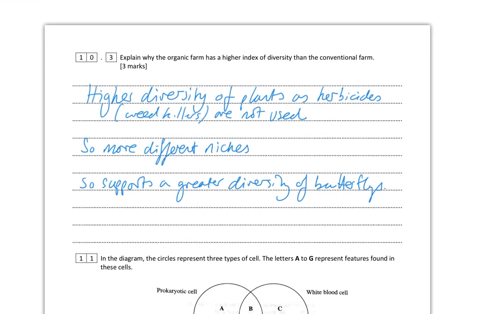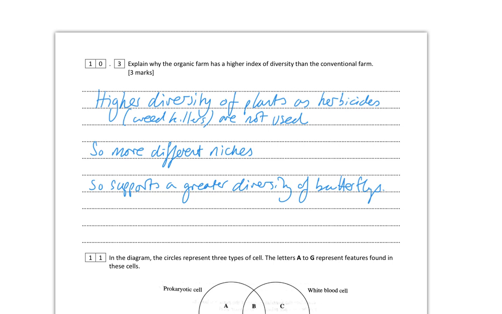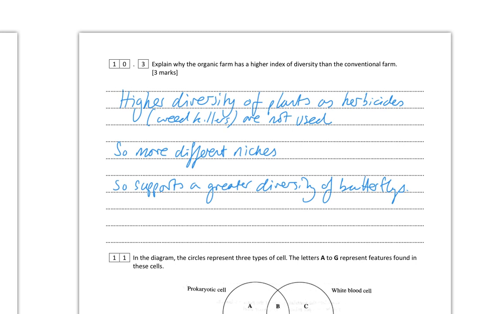And this is anything to do with why, like, they've taken down hedgerows and things. So yeah, but it's told me why the organic farm is better than the conventional farm. There's no information about hedgerows, but they have told me that they've used herbicides. So that's where I'm going, because herbicides are weed killers. So there's a higher diversity of plants, so there's more different species. That's what diversity is, because they've not been using herbicides.